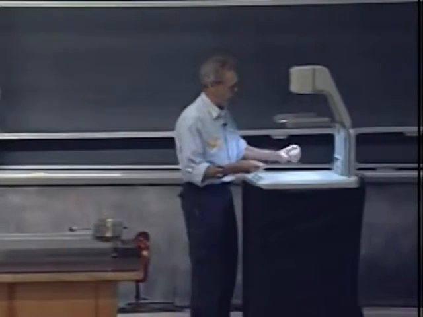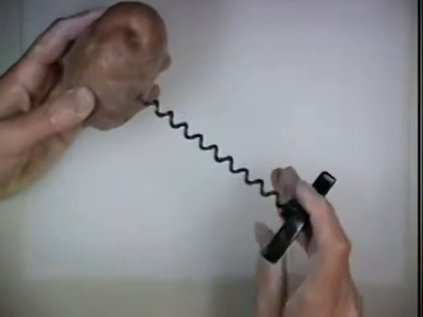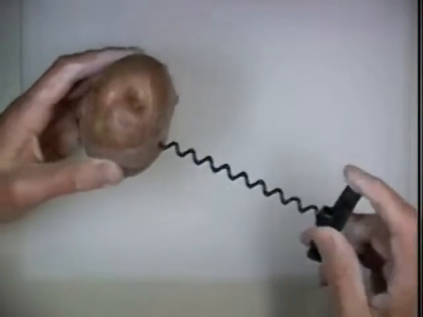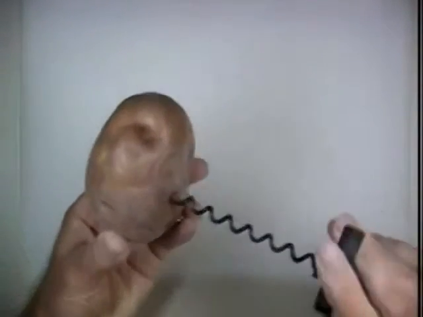I have an apple, not an apple, this is a tomato. Not a tomato, it's a potato. I have a potato here, and here is a corkscrew. I'm going to turn the corkscrew as seen from your side clockwise. And you'll see that the corkscrew goes into the potato. That's the direction then of the vector.